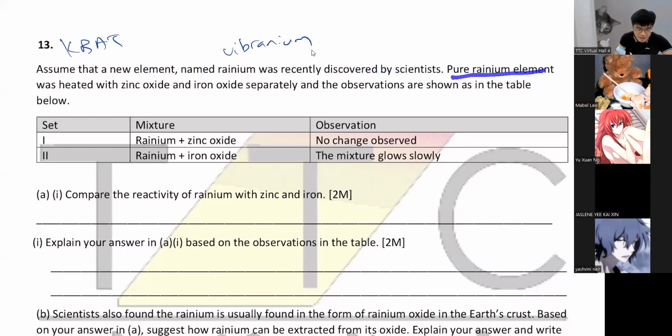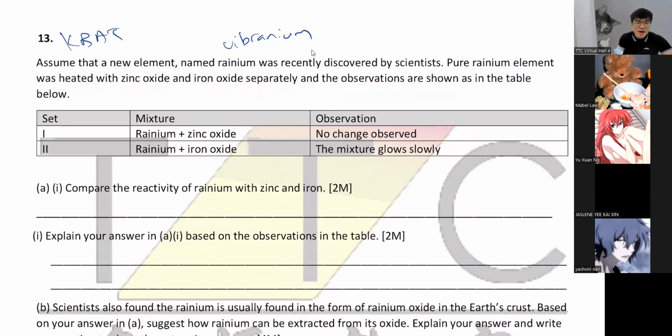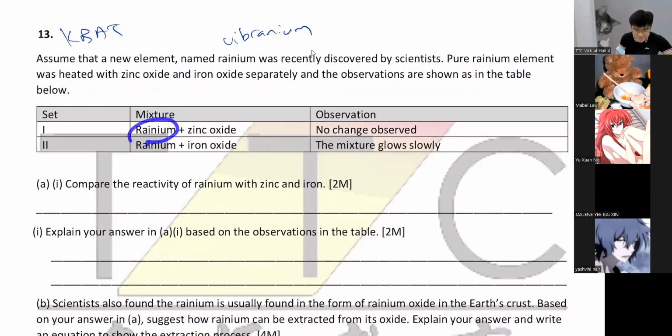Pure rhenium element was heated with zinc oxide and iron oxide separately, and the observations are shown. All right, so let's see what happens. When rhenium is heated together with zinc oxide, you see, no change. No change. What does it mean? That means rhenium cannot take zinc's wife away, right? Because there's no change. The girl will say, hey, I marry someone so good looking already. Why would I want to follow you? You're so ugly. That means zinc is better looking than rhenium.